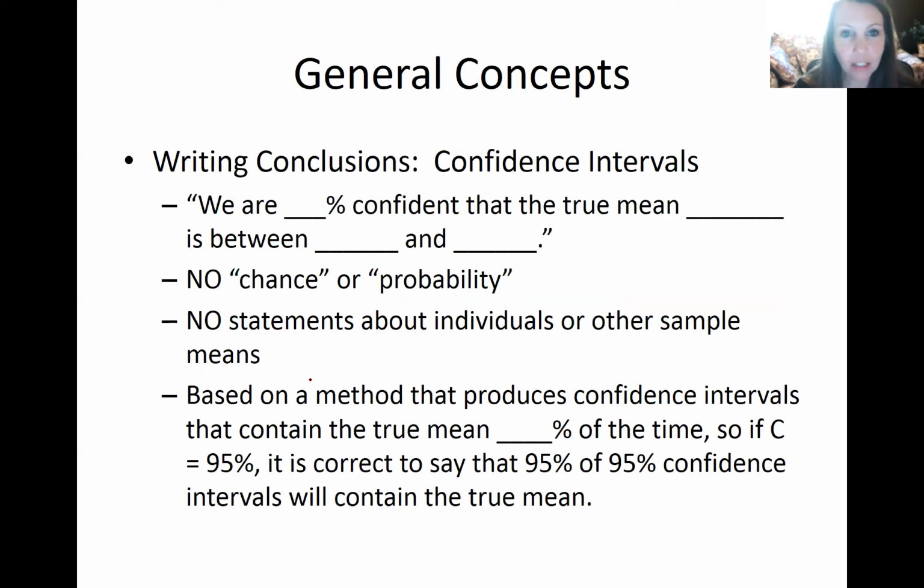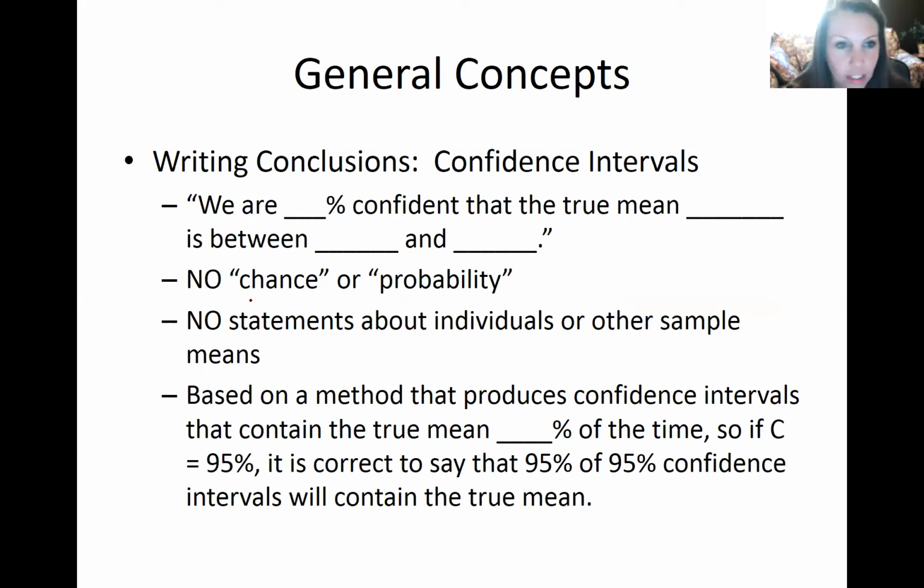When we're writing conclusions for confidence intervals, these always mess people up a little bit. If we're just writing a conclusion, we're going to say we are, whatever percent confident that the true mean is between blank and blank, or that the true proportion is between blank and blank, or that the true difference in the means is between blank and blank.